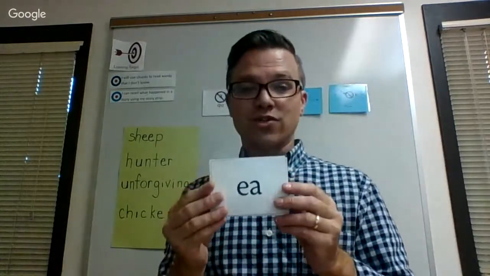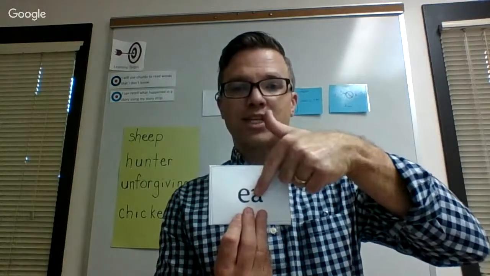This one actually has 3 sounds. So I'm going to put 1, 2, 3 fingers on it. I think of it as a triangle. Here's an E, here's an A. Here's your 3 sounds. Say E, A. Say it. E, A. Does that make sense? E, A. Now look at the back of my card.